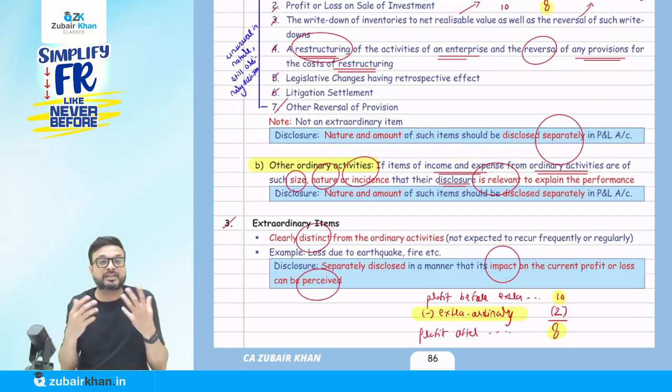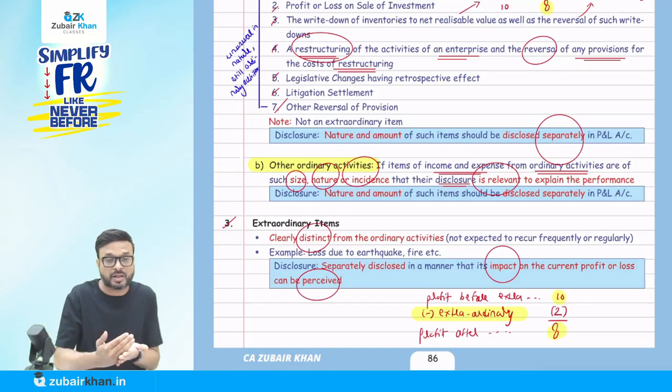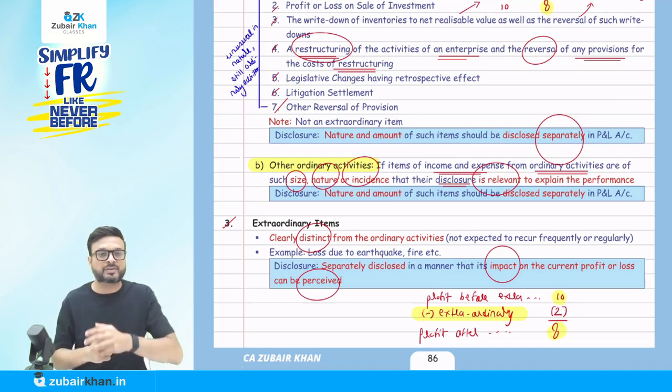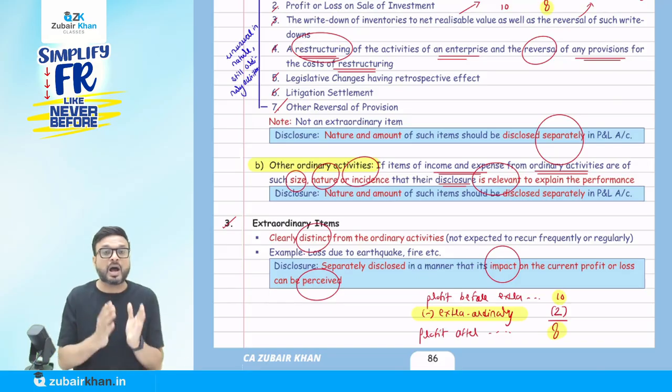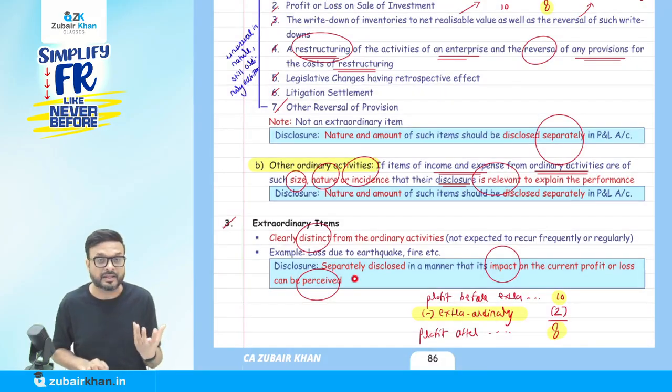So you can see that. What does it mean? You have to not just separately disclose, but separately disclose in a manner that I can see how that extraordinary item is affecting my profit or loss. Before the extraordinary item we have a profit of 10. Now after the extraordinary item, we have a profit of what? 8. This is how you have to write. This is what it means here.